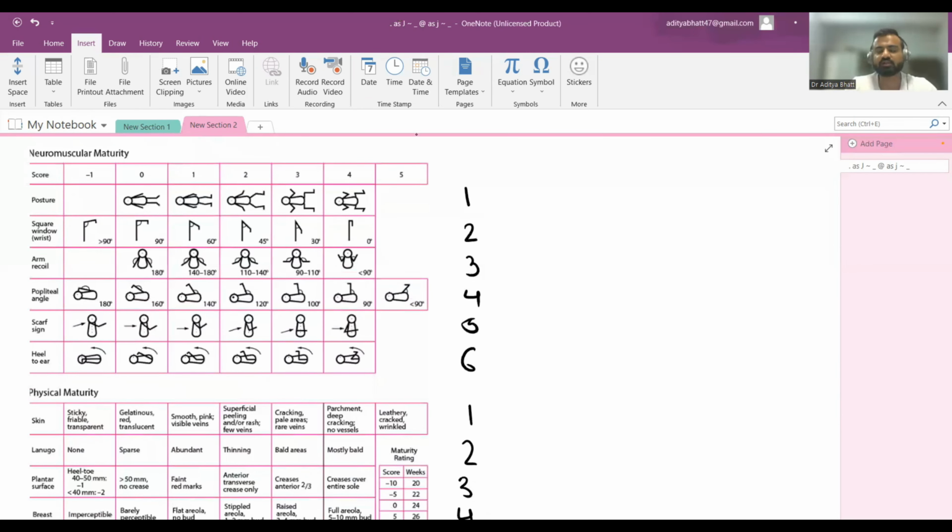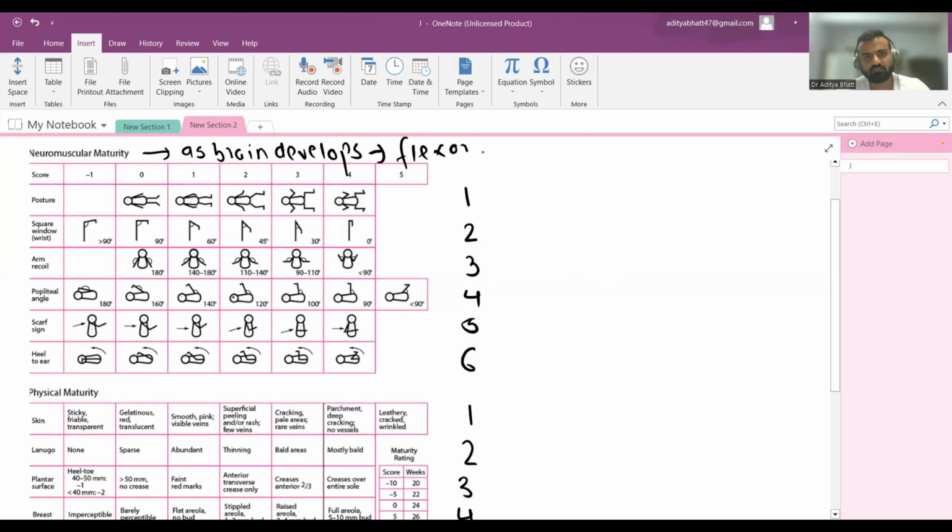Firstly, what do you need to remember? We will go into posture. What is the posture? Universal flexion and universal extension: as the child gets more mature, the child attains a posture where the hands, legs, knees and elbows start to flex. So there is a generalized flexion over the body because the tone of the flexor muscle increases. You have to understand that the principle of neuromuscular maturity is that as the brain develops, flexor tone increases.